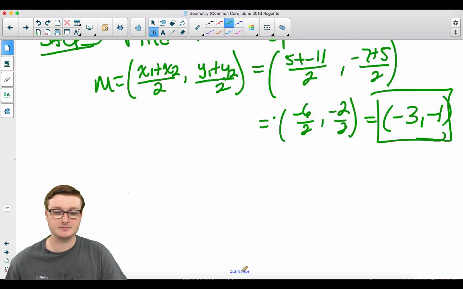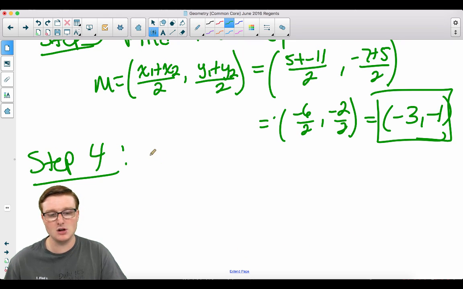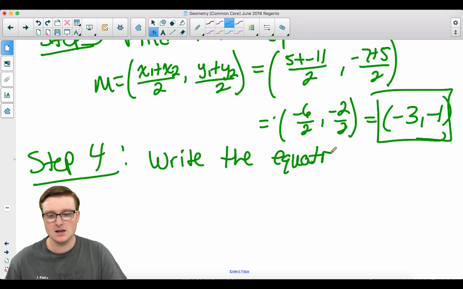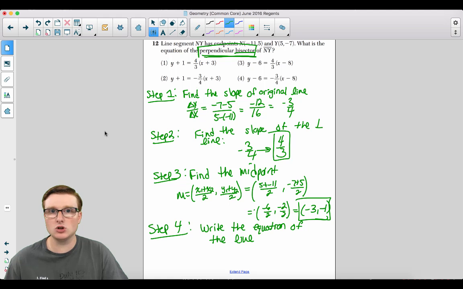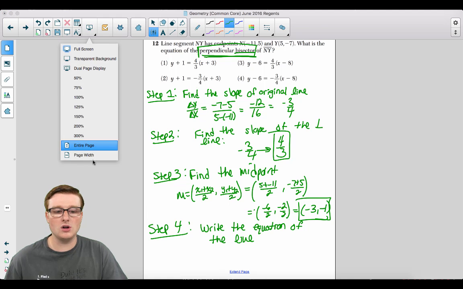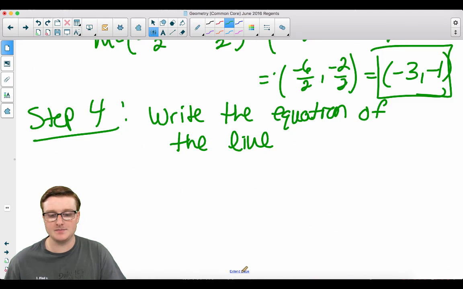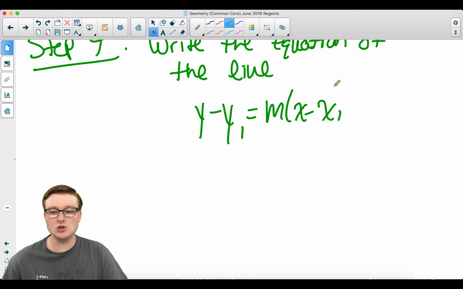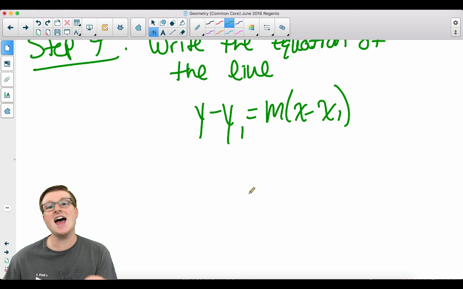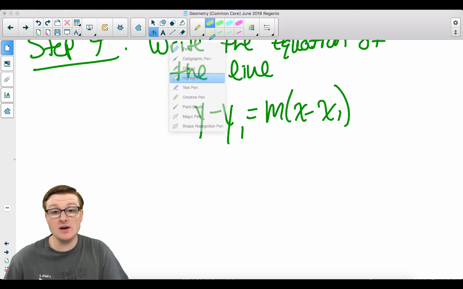That's step 3. Last but not least, we have step 4. This is your final step. Write the equation of the line. Now, what's great about geometry is that you learned a new formula that you didn't even learn in Algebra 1. And this is called the point-slope form of a line. The point-slope form of a line is y minus y1 equals m times x minus x1. You use this if you're given a point and a slope. And in this case, we do have both.